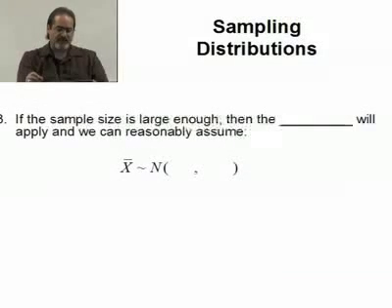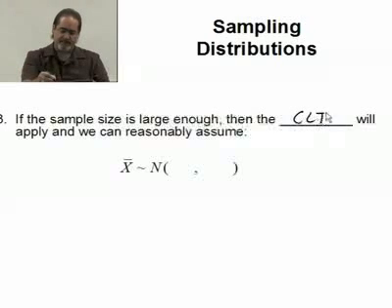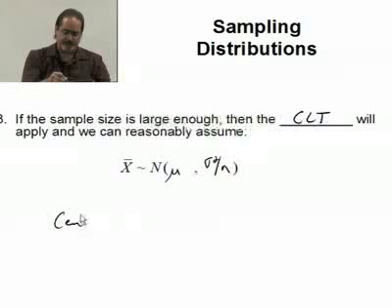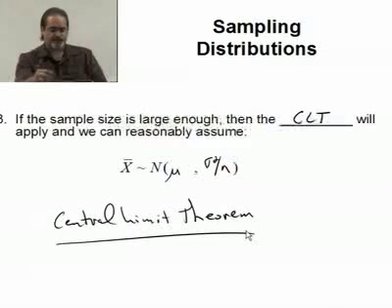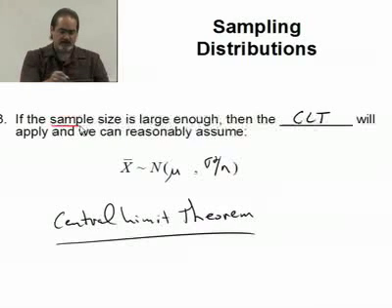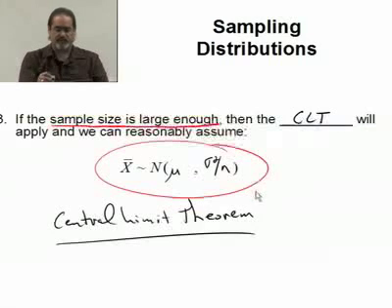And the third thing that's cool is if the sample size is large enough, then the CLT will apply, and we can reasonably assume that x bar will be distributed normal with a mean of mu and a variance of sigma squared over n. Now, you're asking, what the heck is the CLT? The CLT stands for the central limit theorem. Now, notice in this third thing that happens, we're saying if the sample size is large enough, then the CLT will apply, and we can claim that this is reasonable.